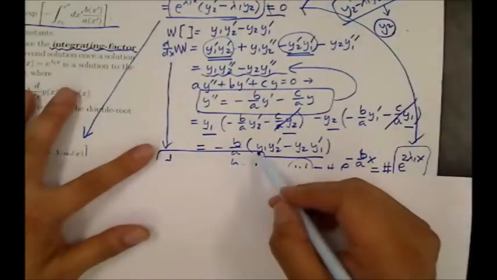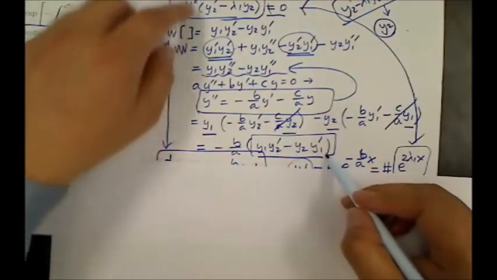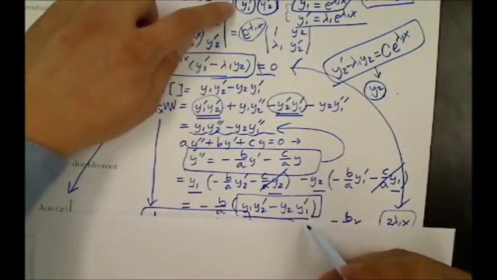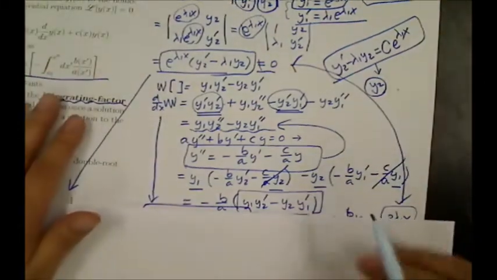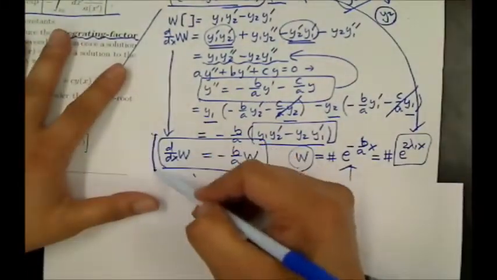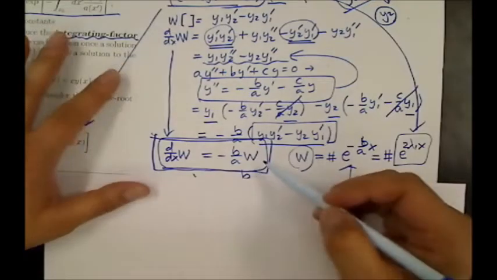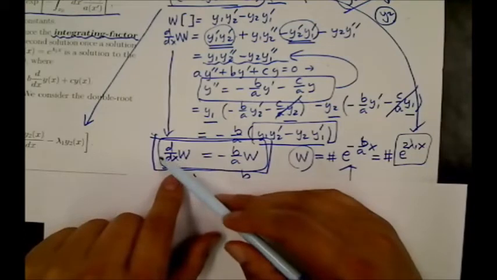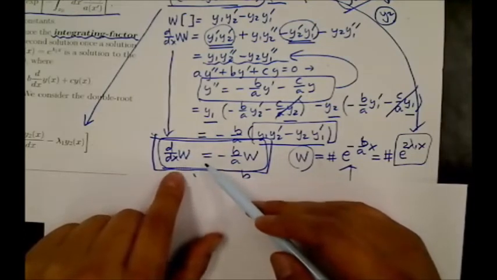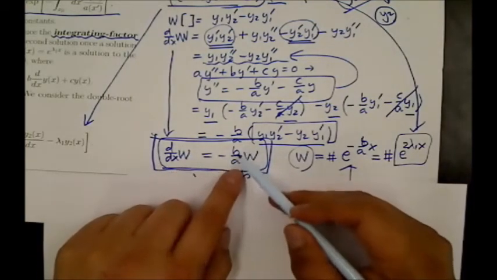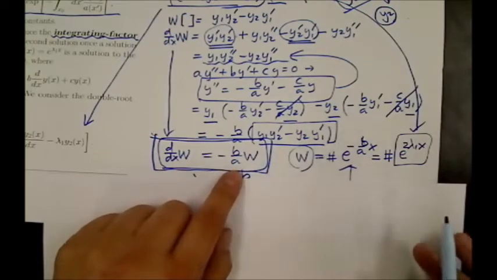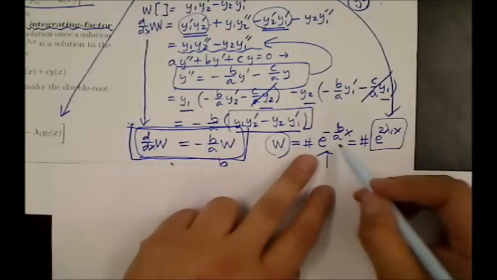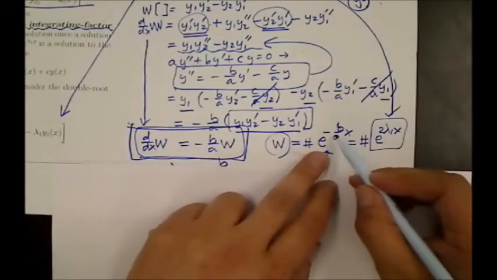Okay, but actually this one is y1 y2 prime minus y2 y1 prime. This one is the Wronskian itself. Therefore, what we find is the Wronskian satisfies a first order linear differential equation. If I take the derivative with respect to x, the Wronskian gives a factor of minus b over a. That means the Wronskian must be a number times exponential minus b over a x.